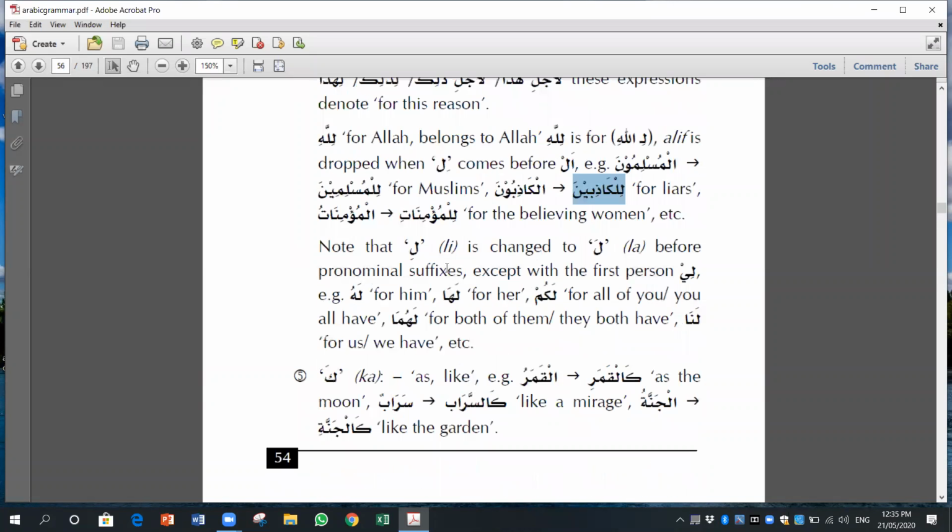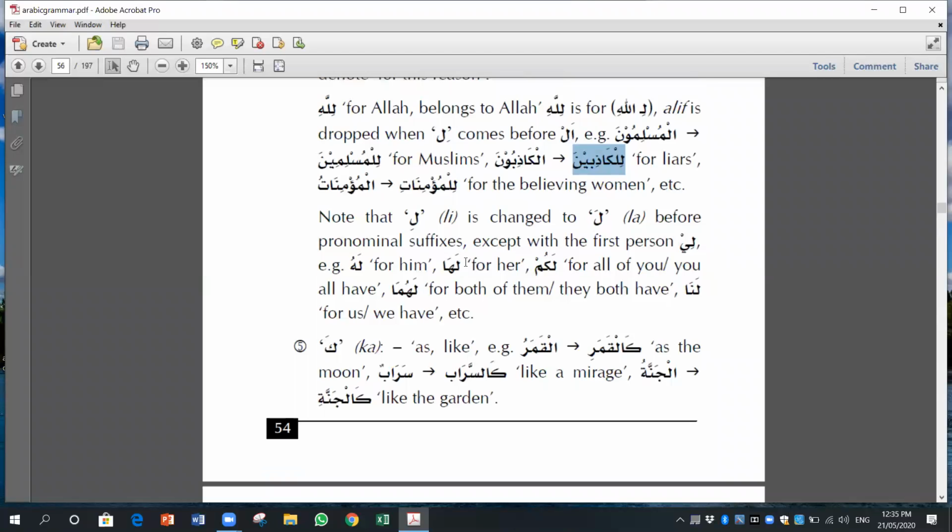So this lam, when it is coming with normal nouns, it is always li. But when it comes with these pronouns, kum, hu, ha, huma, na, we have done this now. Pronouns, the table, all 14 pronouns we had done, right? So when it is followed by a pronoun, it becomes la. For example, laha. What was the meaning of ha? Do you remember, Rahila?